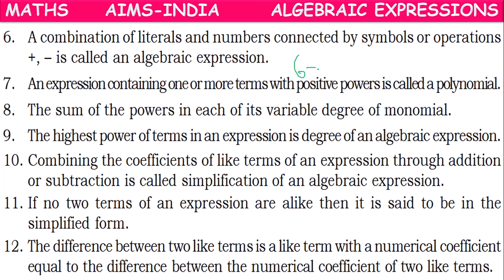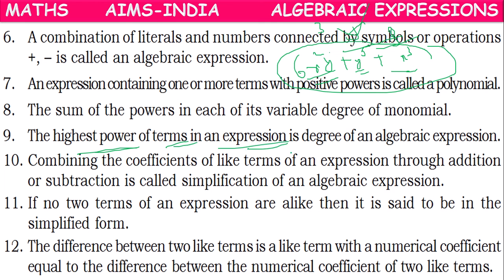Suppose in an expression we have terms like this. Here the degree of this monomial is 3, here it is 5, and here it is 3. We have different degrees for different monomials, but among all the monomials, the highest degree is 5. That is called the degree of the expression. The highest power among all the terms in an expression is called the degree of the expression.